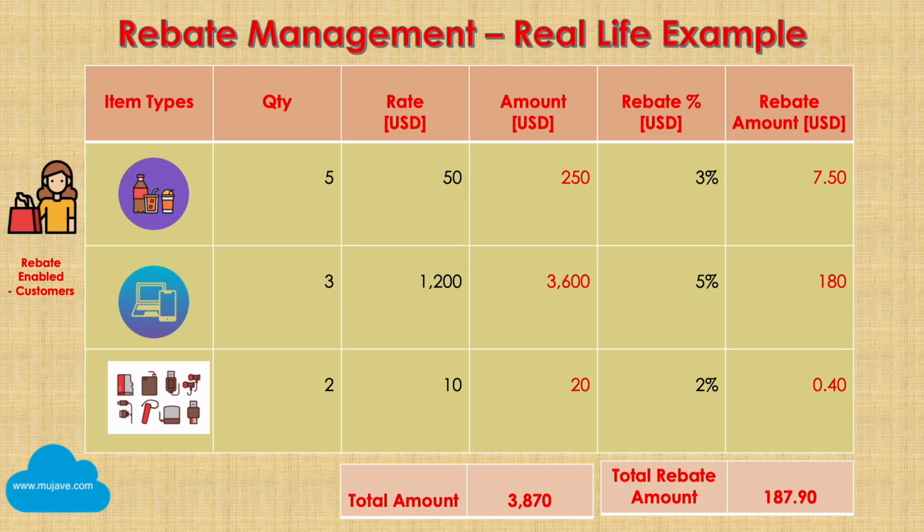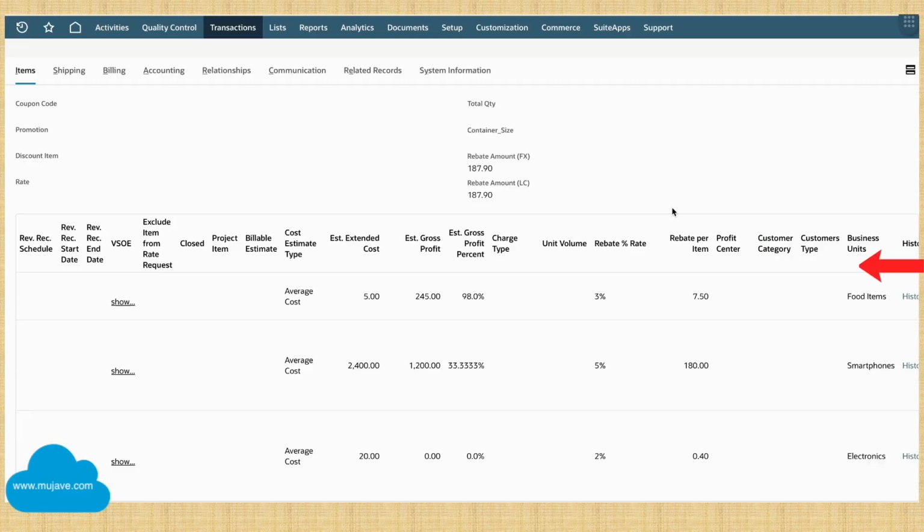What does NetSuite handle for us? NetSuite will automatically calculate the total for each line item: taxes, discounts, and shipping. But what do we need to build? NetSuite does not calculate rebates out of the box for every scenario.